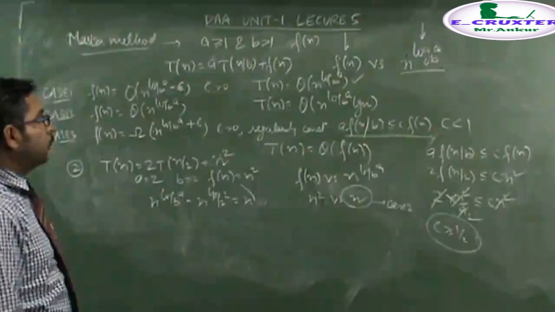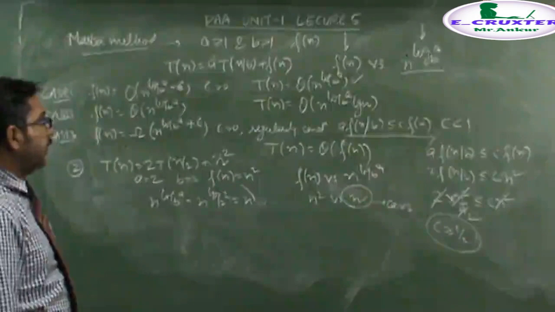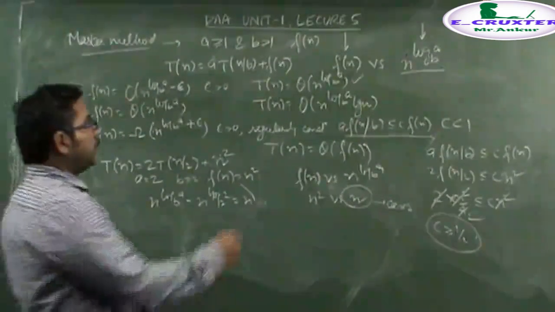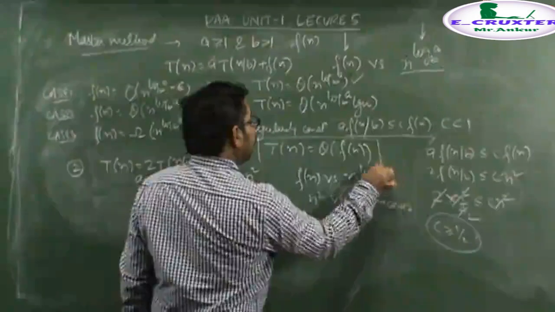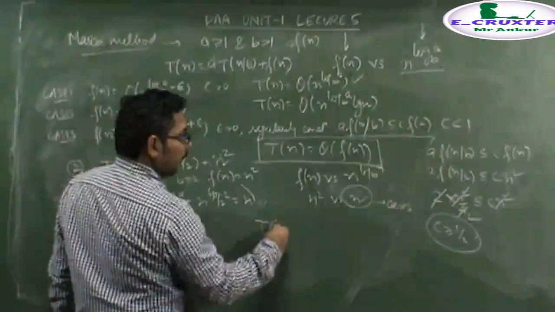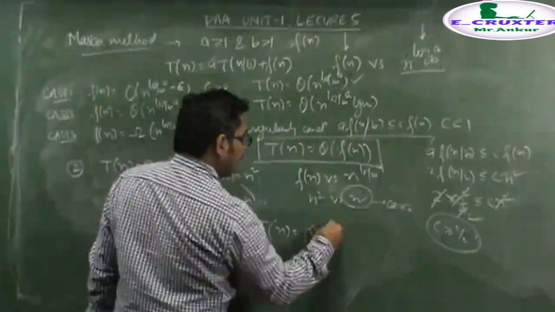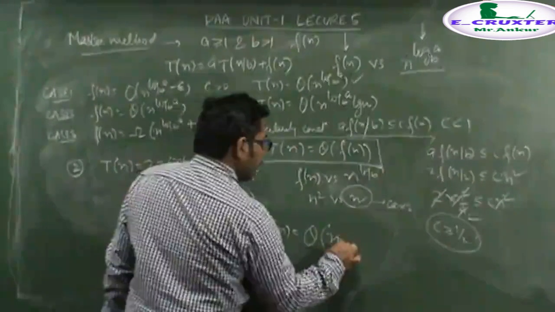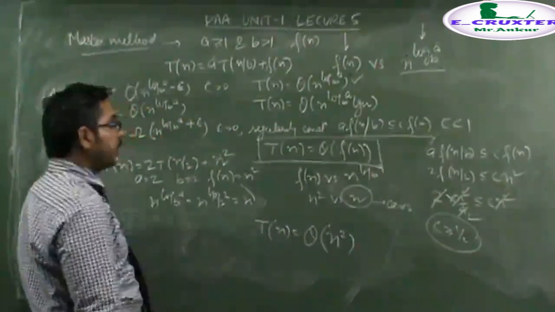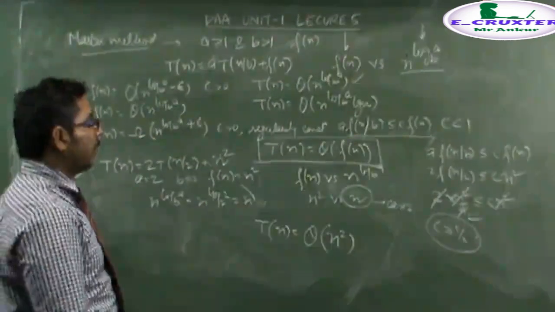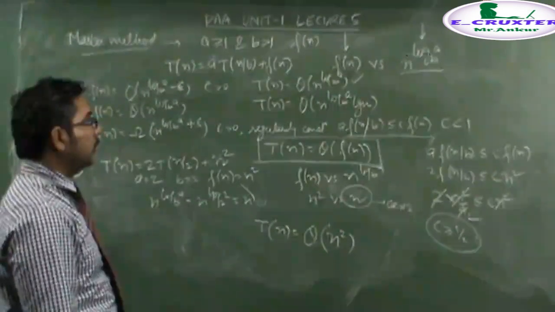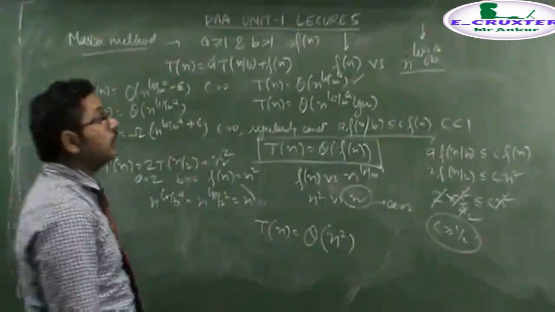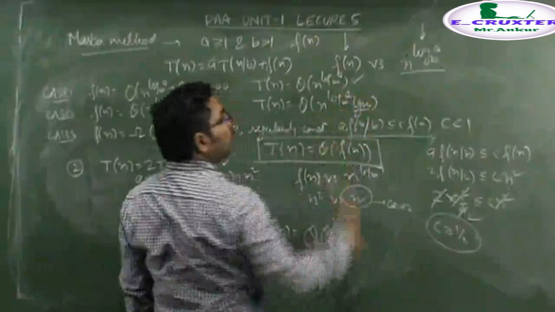As case 3 can be applied in this problem, hence the running time of this equation is T of n is equal to theta of f of n. By case 3, T of n is equal to theta of f of n, and f of n is n square. The answer is always denoted in terms of the function having larger growth rate. If both functions are having similar growth rate, then we multiply it with the factor log.